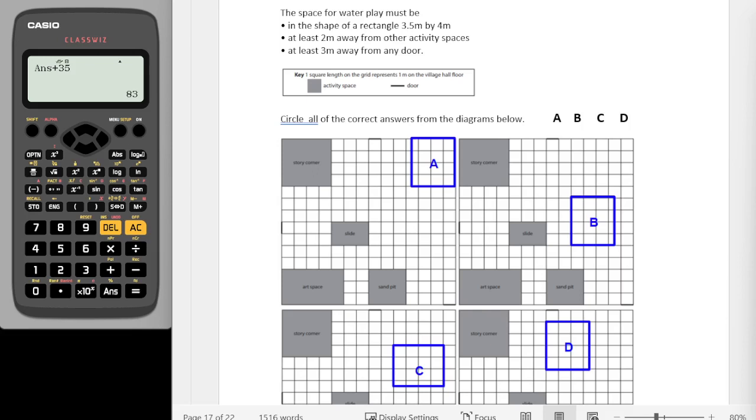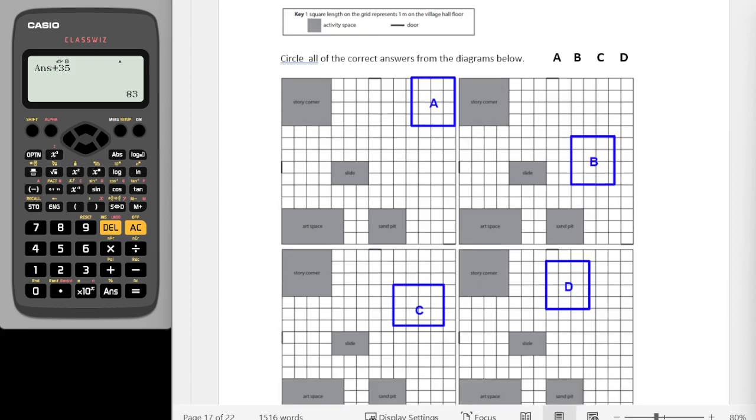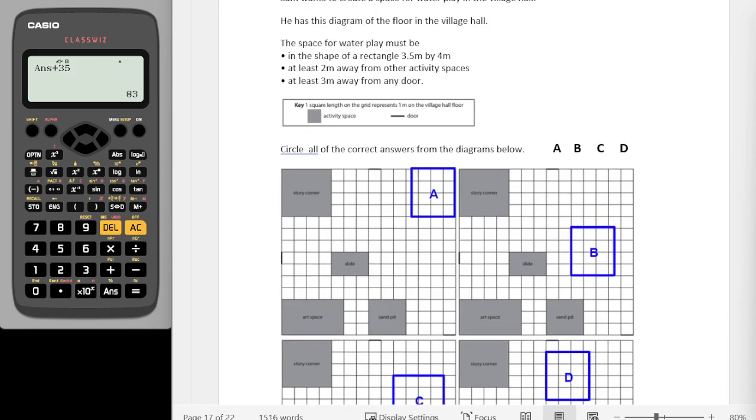So A definitely is. B is actually exactly, which does still fit the criteria, at least. C is just over 2 meters, and D is bang on 2 meters. That corner would be exactly 2 meters away from the slide, so they all fit that criteria. The final one, at least 3 meters from any door.